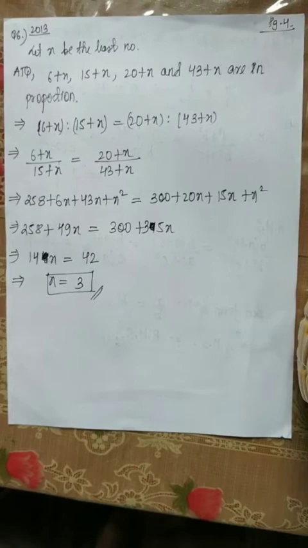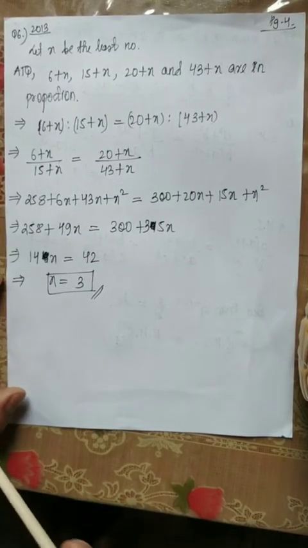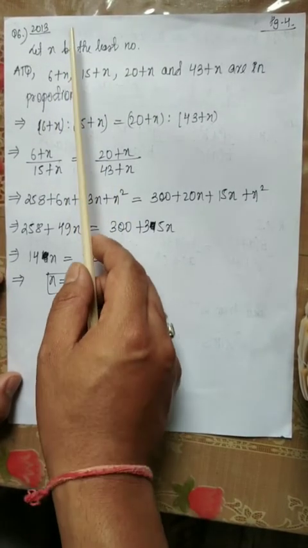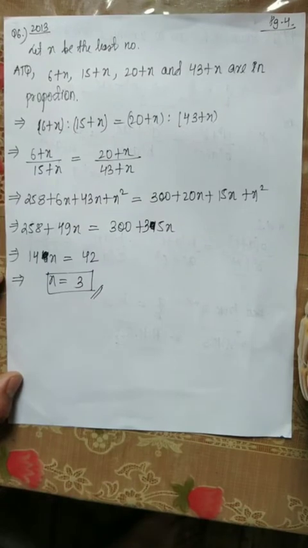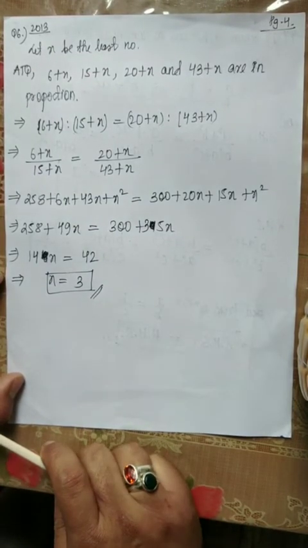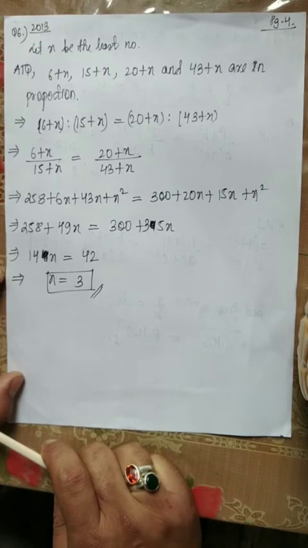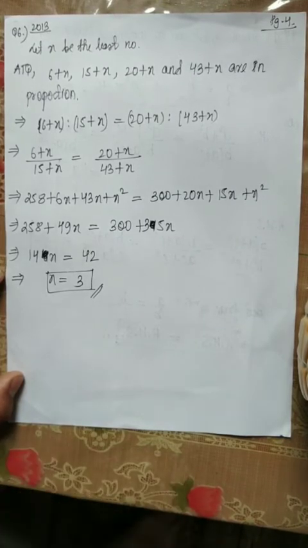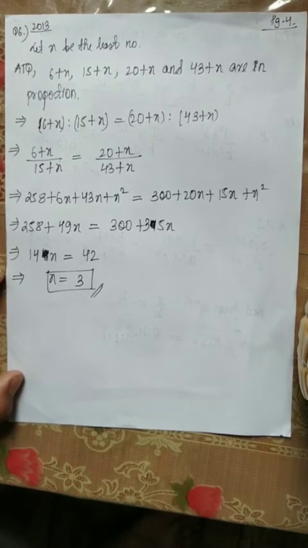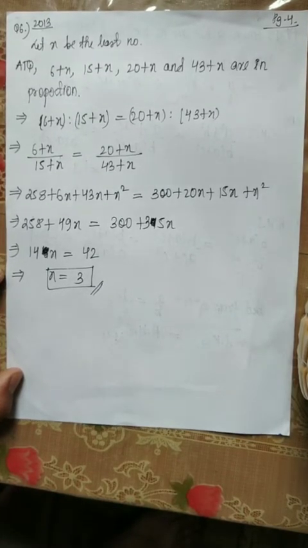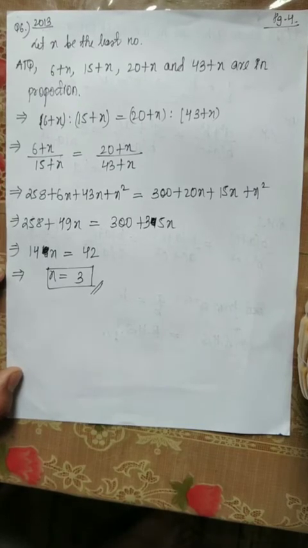Okay, dear students, let's move to question number 6 now. This question is ICSE 2013 question. Read the question. What least number must be subtracted from each of these numbers so that the resulting numbers are in proportion? The numbers given are 6, 15, 20 and 43. What least number must be added? Sorry, not subtracted, must be added.